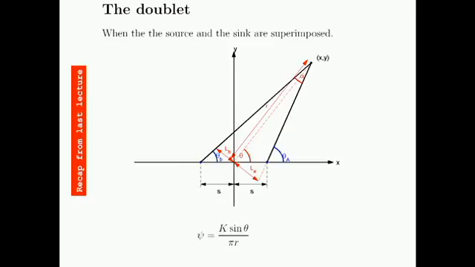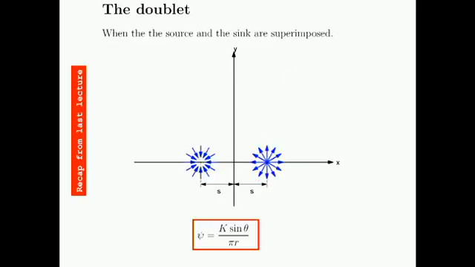And so the definition for a doublet, if we're going to consider a doublet as a new building block flow, which is indeed what we're going to do, we can write that the equation for a doublet is K sine theta on pi R. Okay. So again, that doublet is just this case where that source and sink are exactly located on top of each other, okay? And we can express it using this very simple expression for the stream function.